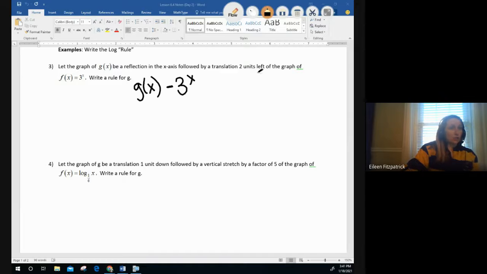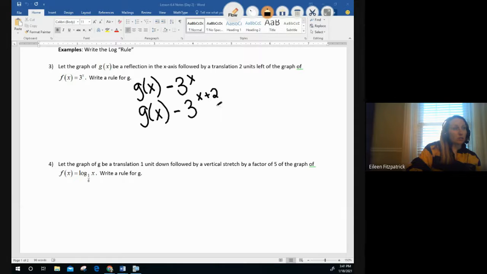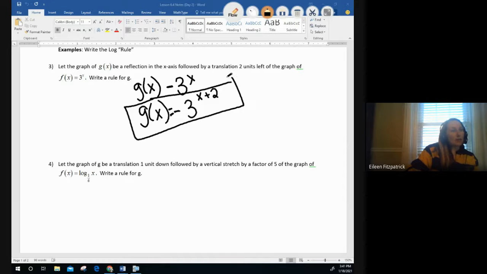Translation 2 units to the left. So 2 units to the left means that up in the exponent, you're going to have an x plus 2. All right, and I believe that is it. Yep, so you have g of x, oops, I forgot an equal sign, equals -3 to the x plus 2. All right.